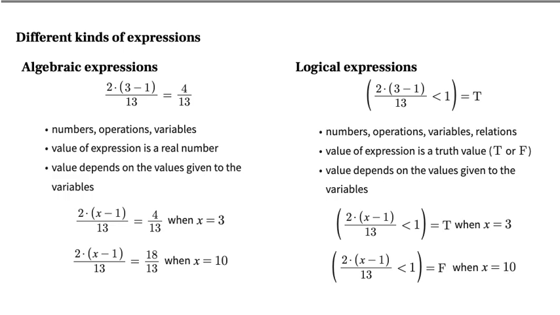We have up till now focused on arithmetic and algebraic expressions. An arithmetic expression has numbers and operations, like here, and an algebraic expression also has variables, like here. The value of an arithmetic or algebraic expression is a real number. For example, the value of this expression here is 4 divided by 13.